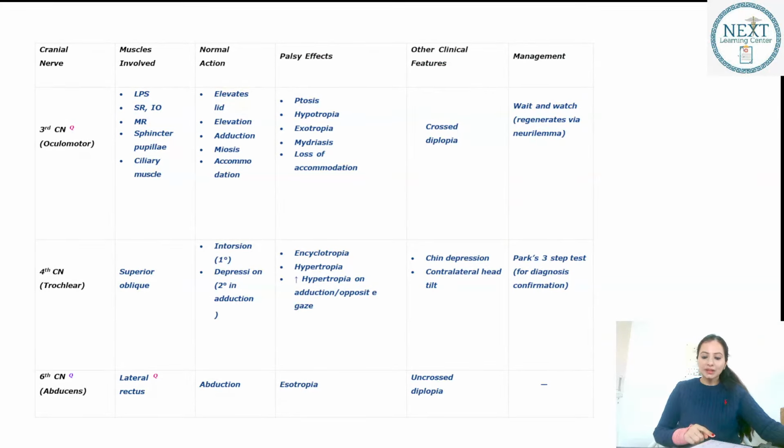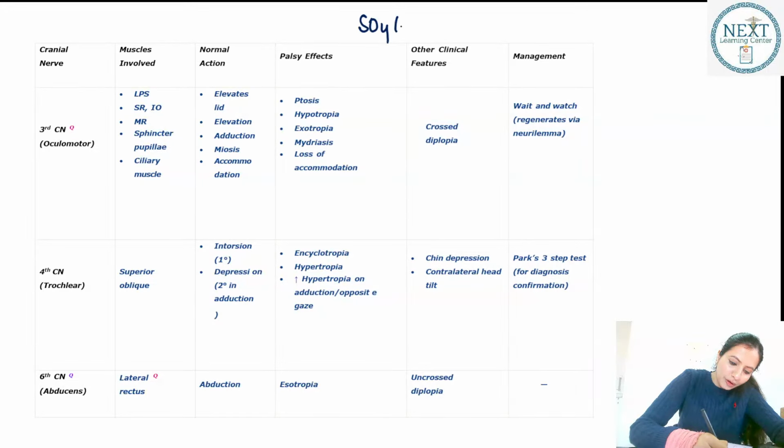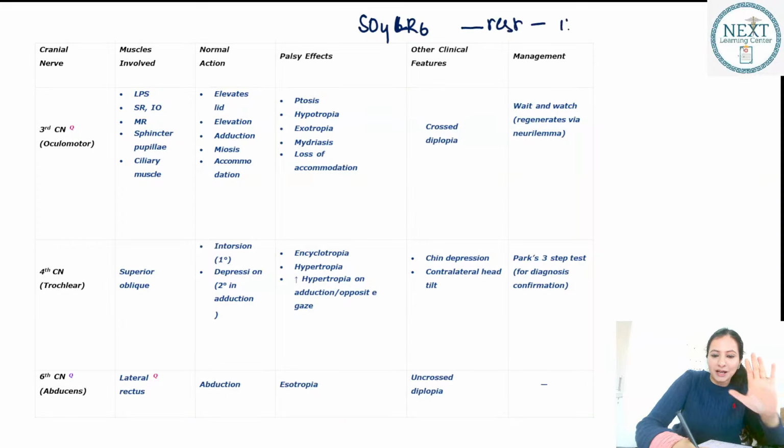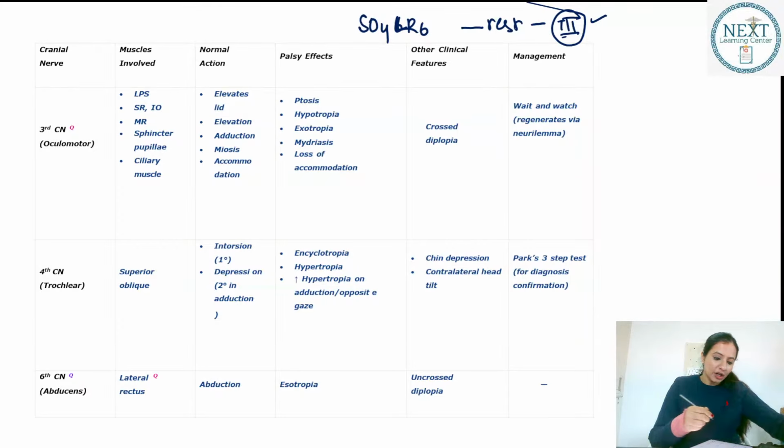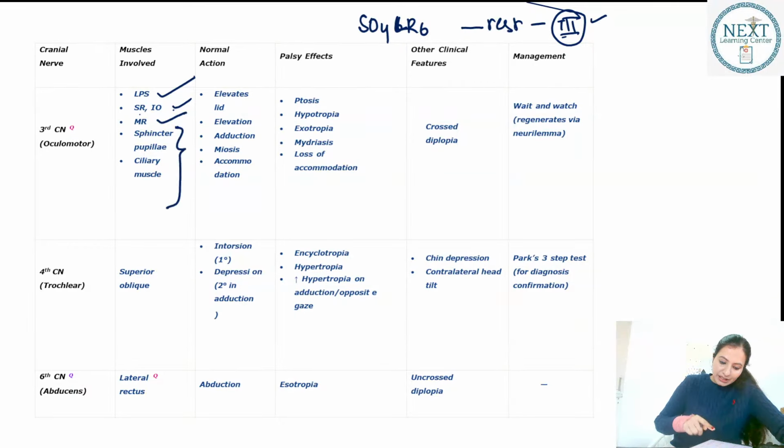Now moving on to cranial nerve palsies, a high yielding topic for the exam. We know if we talk about the nerve supply, it is SO4 LR6, right? And all the rest of the extraocular muscles are supplied by your third cranial nerve, right? So what are the muscles that are supplied by your third cranial nerve? It is levator palpebrae superioris, superior rectus, inferior oblique, medial rectus, and sphincter pupillae and your ciliary muscles also.